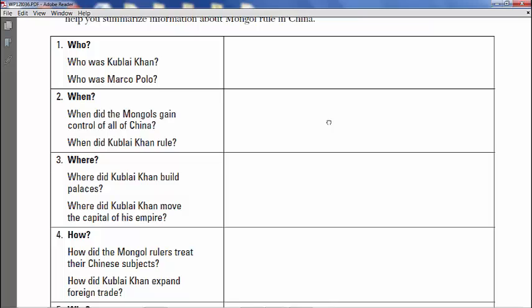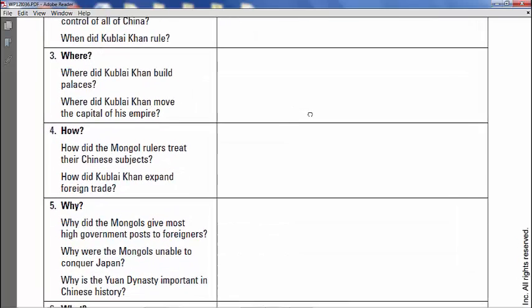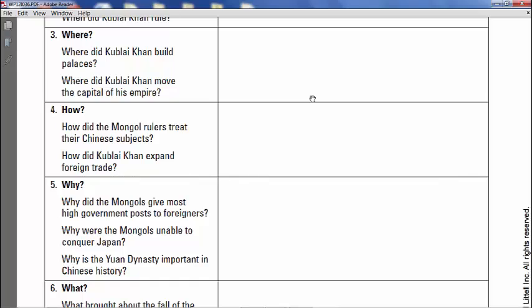All right, number 4. How did the Mongol rulers treat the Chinese subjects? They kept their Mongol identity. They tolerated their Chinese culture. And when I say they kept their Mongol identity, the Mongol rulers kept their identity, but they allowed the Chinese culture to maintain their identity. They kept Chinese officials and local governments.